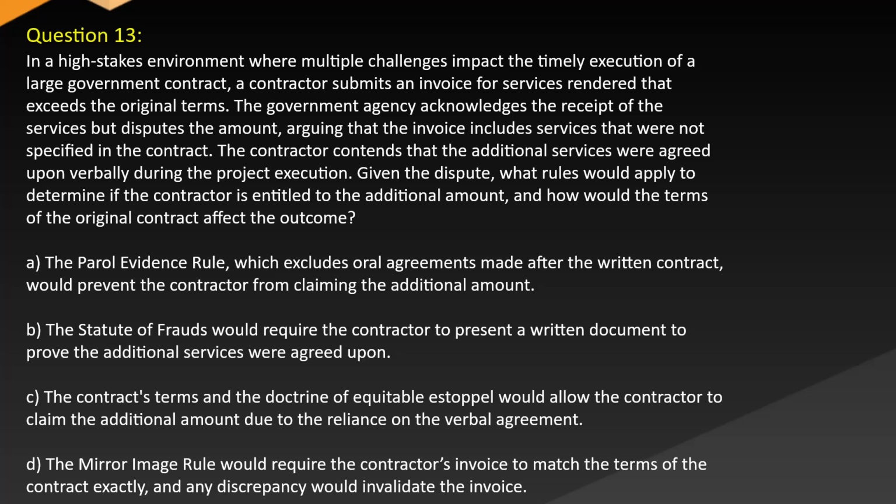A. The parol evidence rule, which excludes oral agreements made after the written contract, would prevent the contractor from claiming the additional amount. B. The statute of frauds would require the contractor to present a written document to prove the additional services were agreed upon. C. The contract's terms and the doctrine of equitable estoppel would allow the contractor to claim the additional amount due to the reliance on the verbal agreement. D. The mirror image rule would require the contractor's invoice to match the terms of the contract exactly, and any discrepancy would invalidate the invoice.